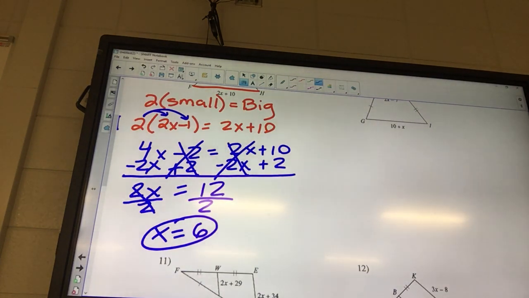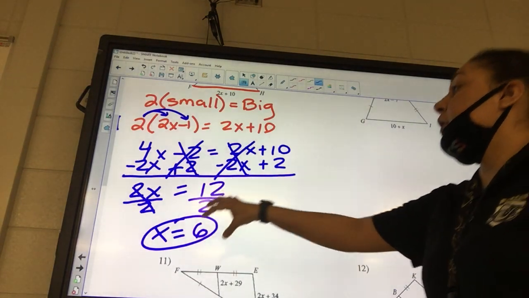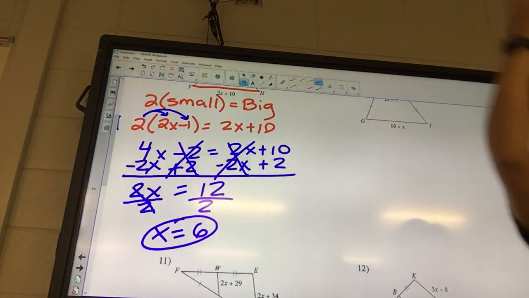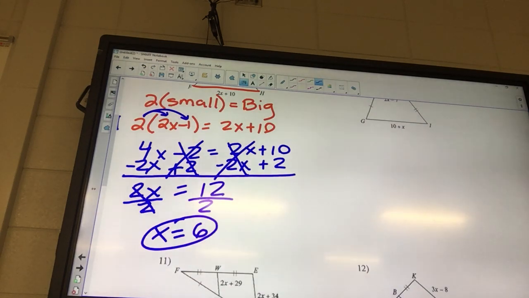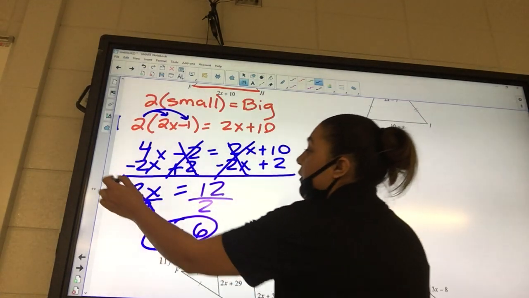Okay, so these ones are the ones where you stop at x, okay? The next page is where you need to go a step further and plug that in to solve for one of the lengths, okay? Let's do another one of these.